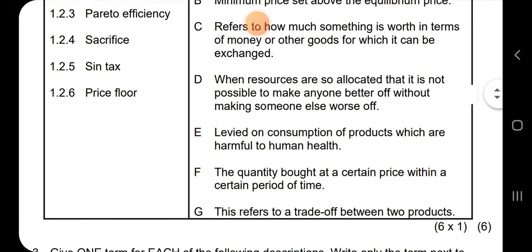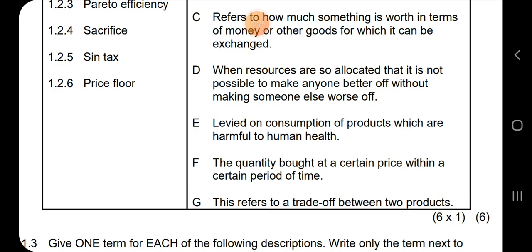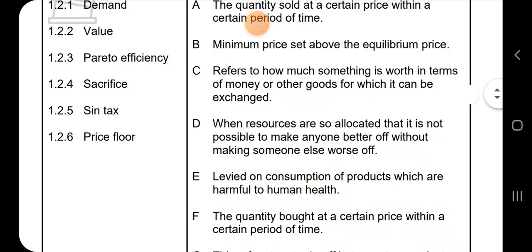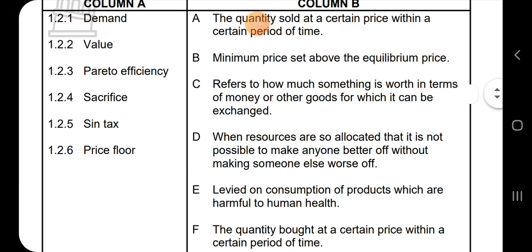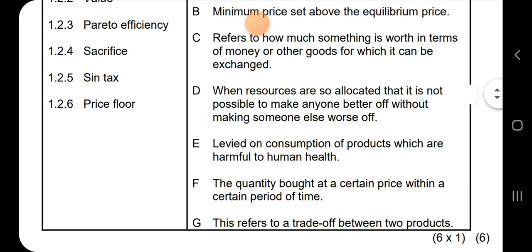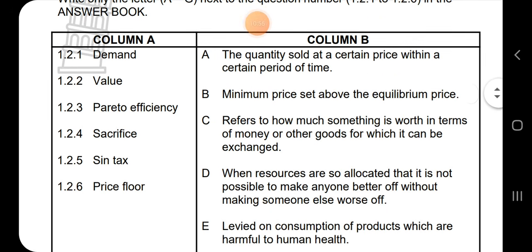Yes. Number E, levied on consumption of products which are harmful to human health. That is tax. So 1.2.5 goes with number E. And then F says the quantity bought at a certain price within a certain period of time. That is A, demand. Okay? Demand is the quantity bought at a certain price within a certain period of time.